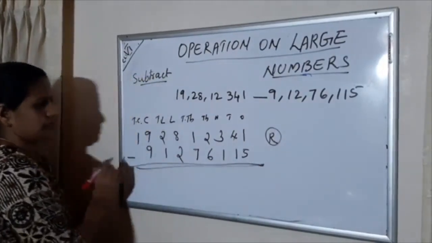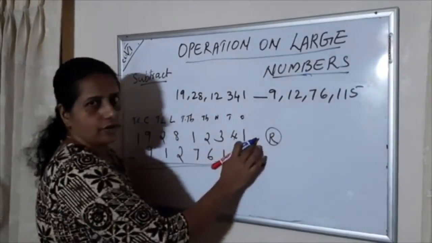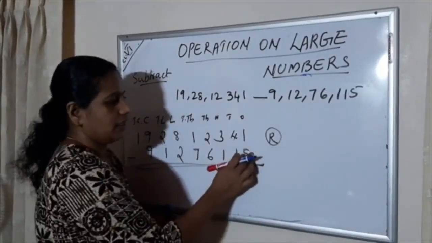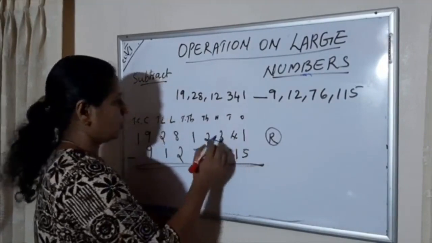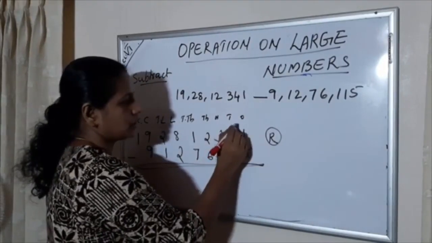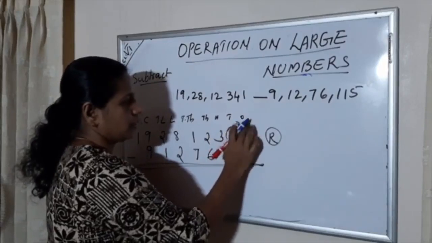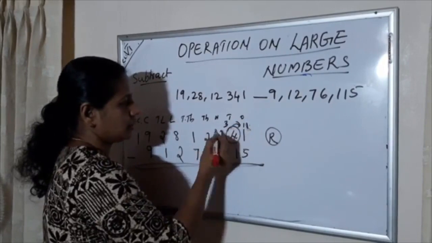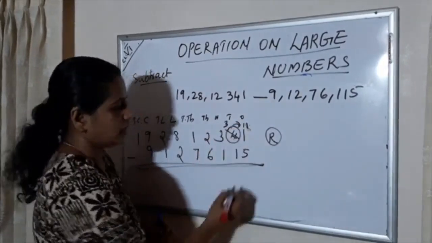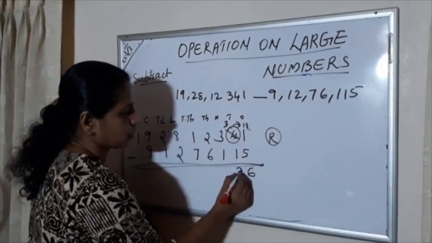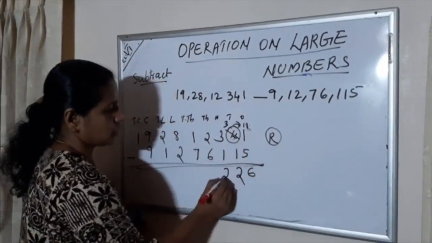After that, start from the right. That is 1. 1 minus 5, we can't take 5 from 1. So borrow 10 from 4, as you all know. This will become 11. 11 minus 5 is 6. 3 minus 1 is 2.